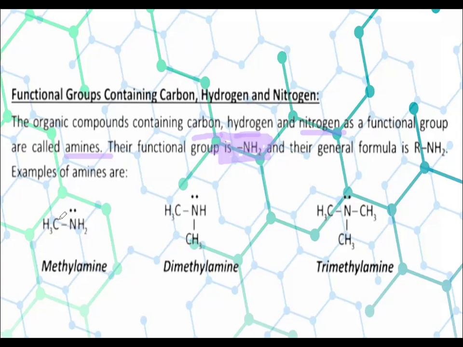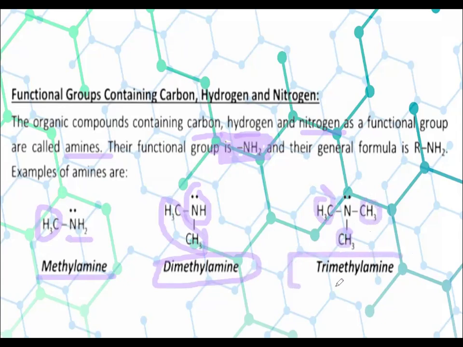For example, you can see here methyl is attached with amine, and this compound is known as methylamine. There are two methyl groups attached with amine and H. You can see here dimethylamine. And in this we have three methyl groups attached to a single nitrogen, and it is known as trimethylamine.